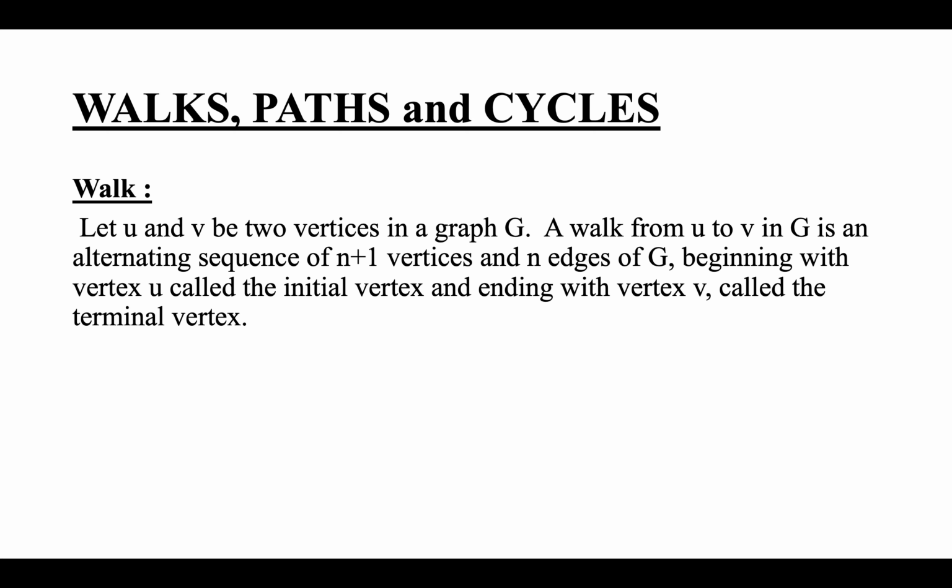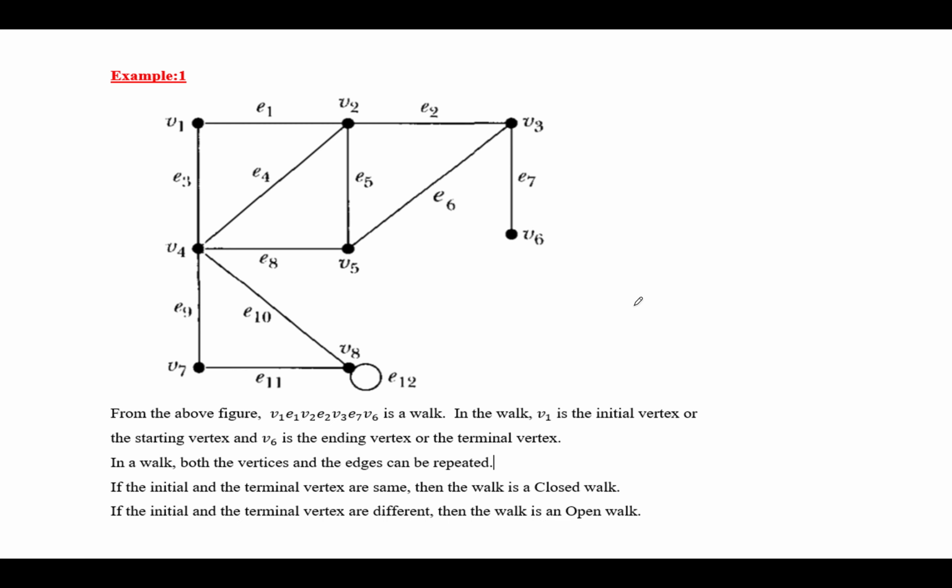Starting with the more general terminology here, which is walk. A walk is basically the journey from one vertex to another vertex, moving through edges and vertices. So, let U and V be two vertices in a graph G. Then a walk from U to V in G is an alternating sequence of n plus 1 vertices and n edges of G, beginning with vertex U, called the initial vertex, and ending with vertex V, which is called the terminal vertex. Let's see the example here.